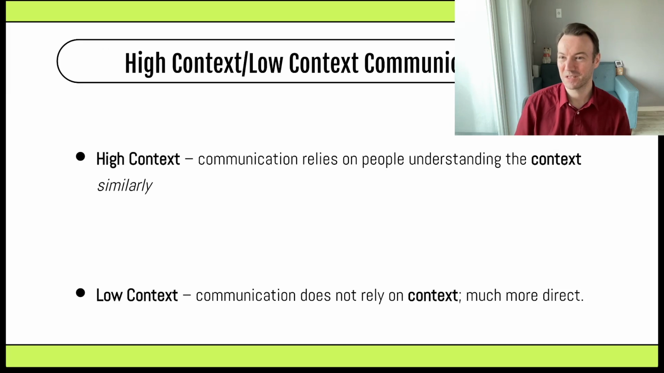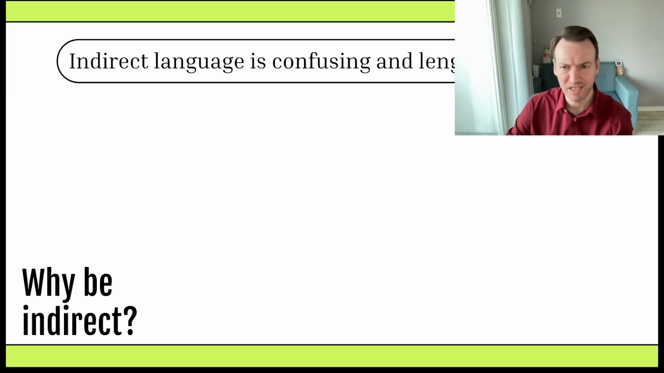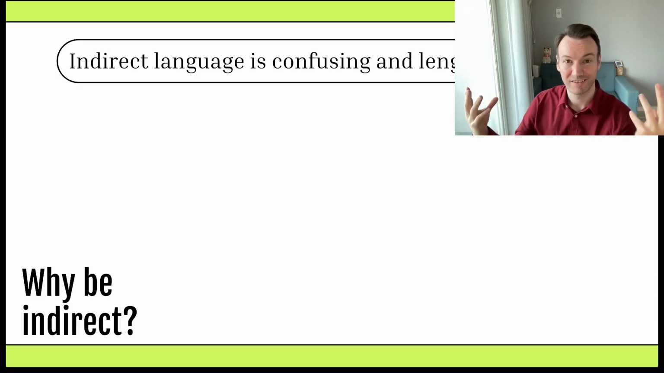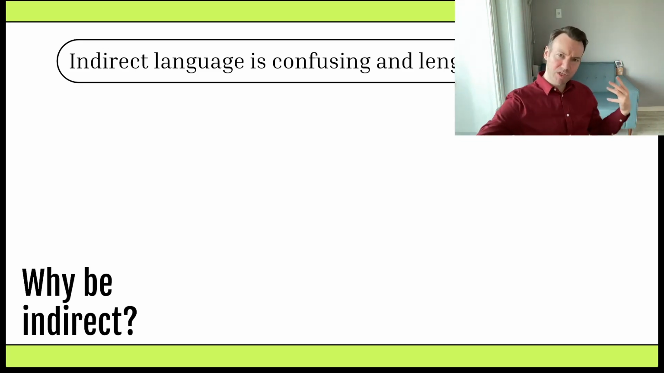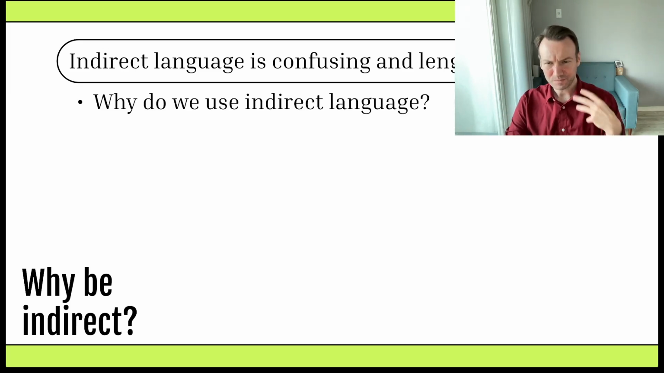So let's think about why be indirect. Indirect language can be, and often is, confusing if both people are not understanding the same context. It can be lengthy. Indirect language is often longer than direct language. Direct language tends to be quite short because it is direct. You're saying exactly what you are trying to say. So, why do we use indirect language?